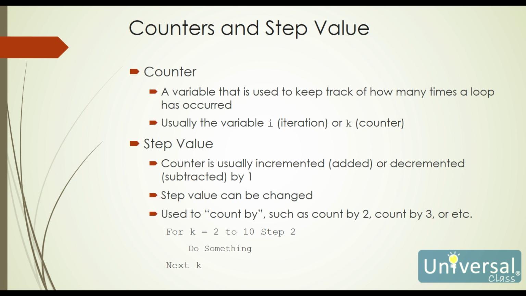If we decrement, that means we're counting down. So if I'm decrementing by 1, I would start at 10, and the next time I go through the loop, then k is equal to 9. The next time I go through the loop, k is equal to 8, and so forth. The step value can be changed. If I don't specify, it will automatically assume the step value is 1.